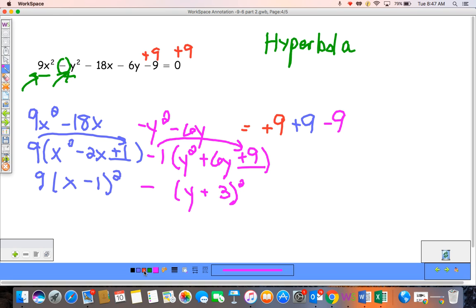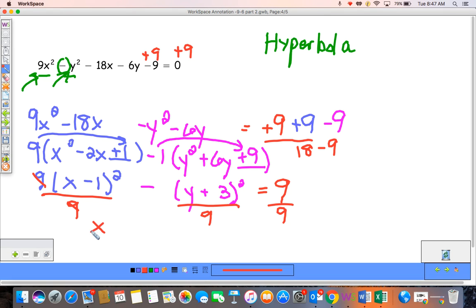Let's go ahead and simplify what we have out here. So +9 plus 9 is 18. Then -9, so that's just a 9. And then go ahead and get it in standard form by dividing everything by 9. Get it equal to 1 for a hyperbola. That's what we have to do. 9 over 9 cancels, so it's just a 1.